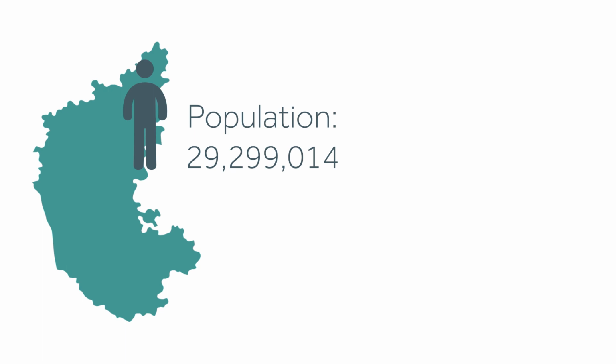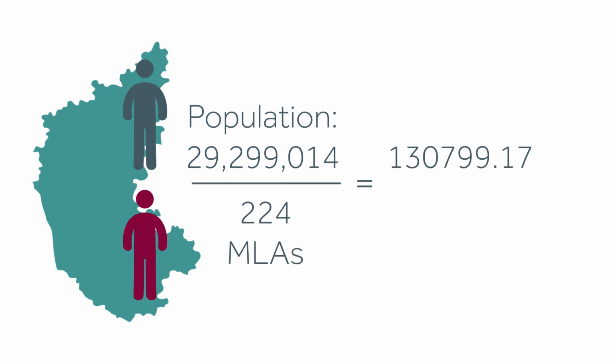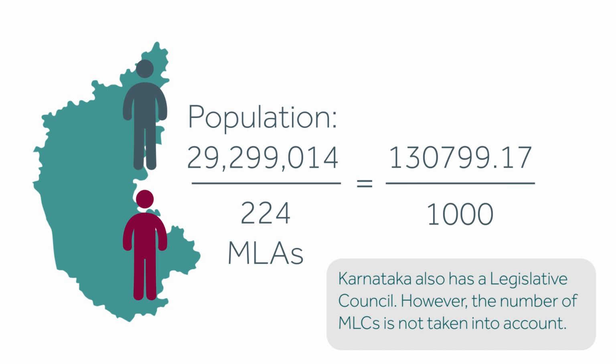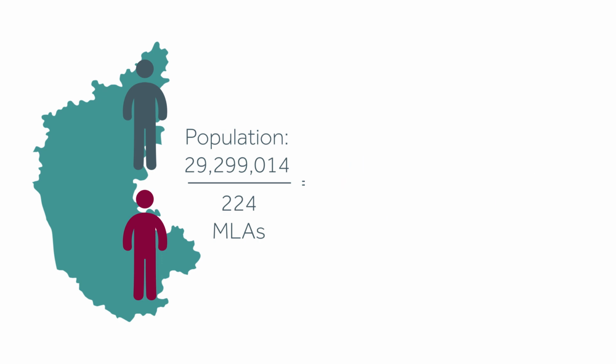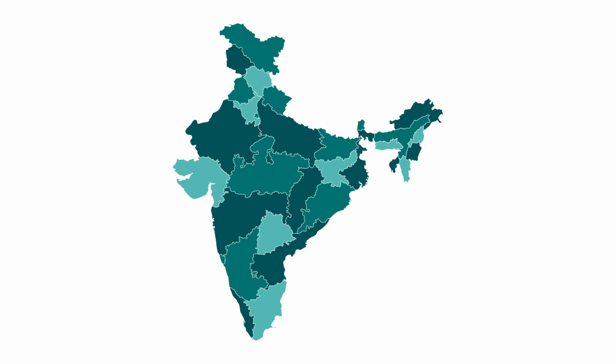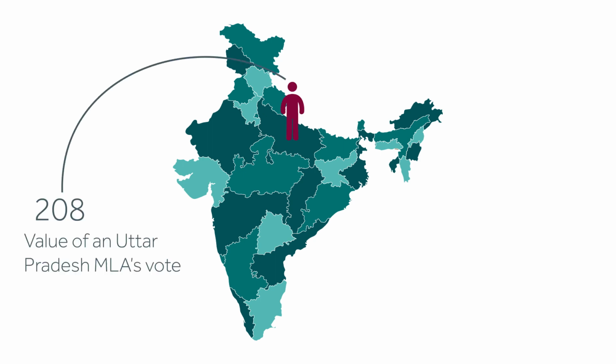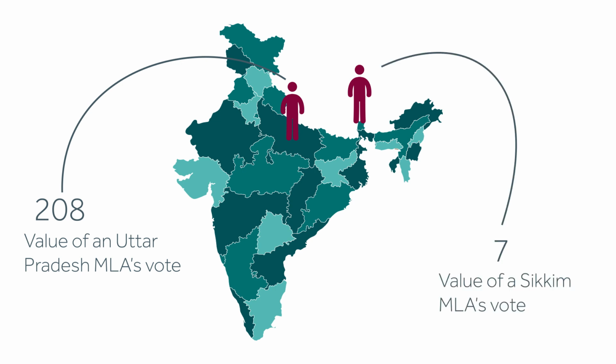As an example, Karnataka's population is taken as 2.9 crores and it has 224 MLAs. This is further divided by 1000 to arrive at a manageable number and then rounded off. This brings the value of vote of each Karnataka MLA at 131. The same is done for all states. Because of the difference in population across states, an MLA from UP has a value of 208 while an MLA from Sikkim has 7.